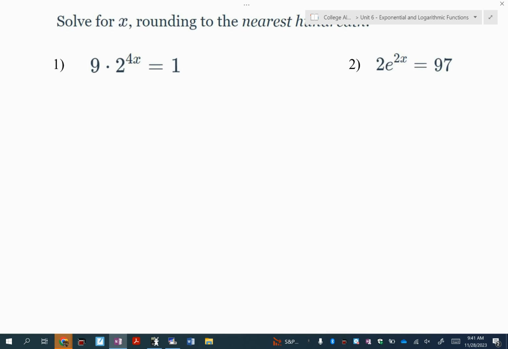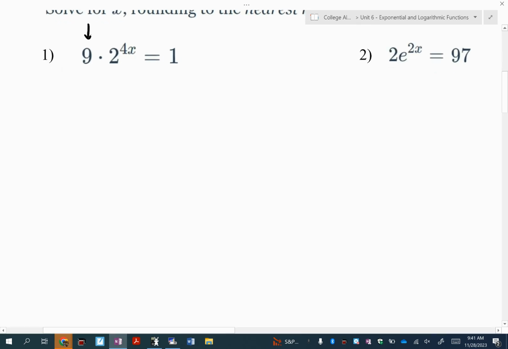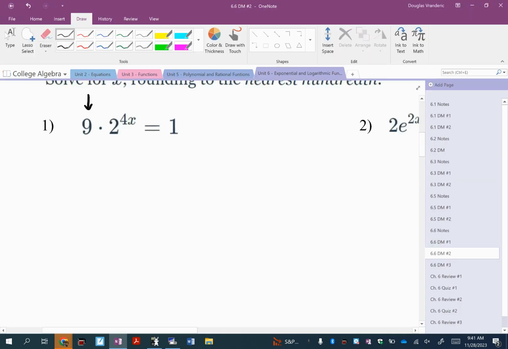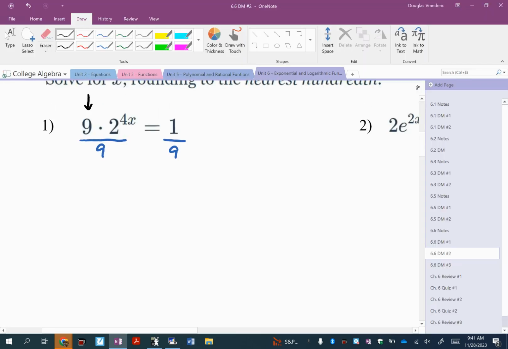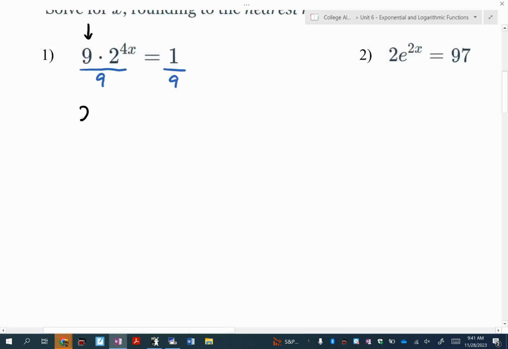So the first thing I'm going to do in number 1 is, you see this 9? How would I move that 9 to the other side? Not subtract. Very good, division is right. So I'm going to divide both sides by 9. Make sure you're writing small on this. So 2 to the 4x power equals 1/9.